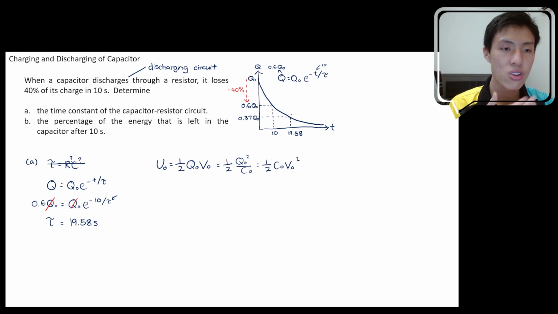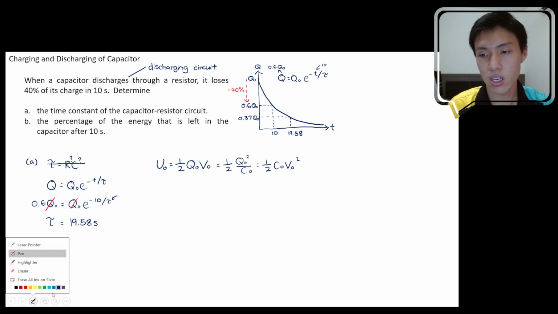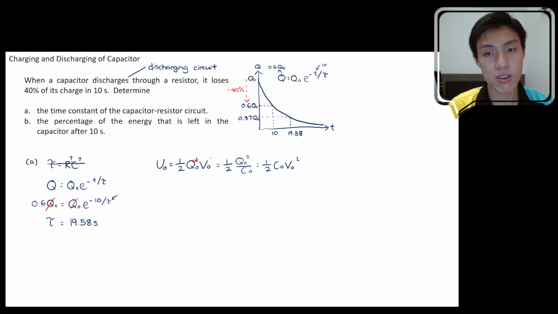But let's think about what is changing during the discharging process and what remains constant. We know that during this discharging process, your Q will be decreasing with time and your V will be decreasing with time as well. Both of them will be decreasing with time.